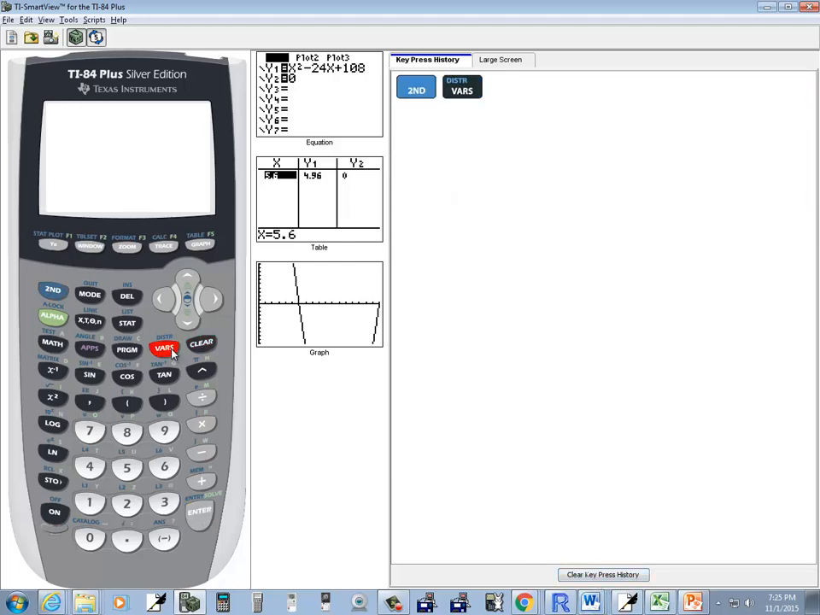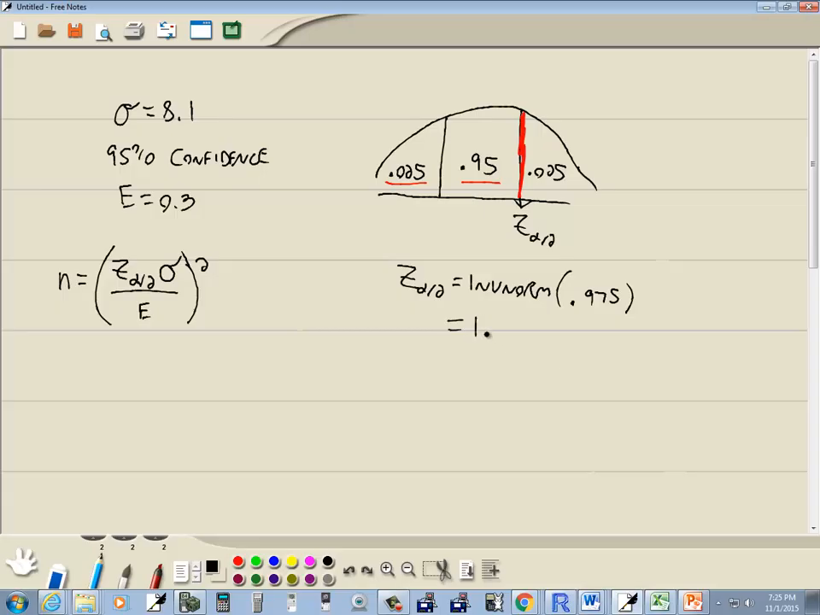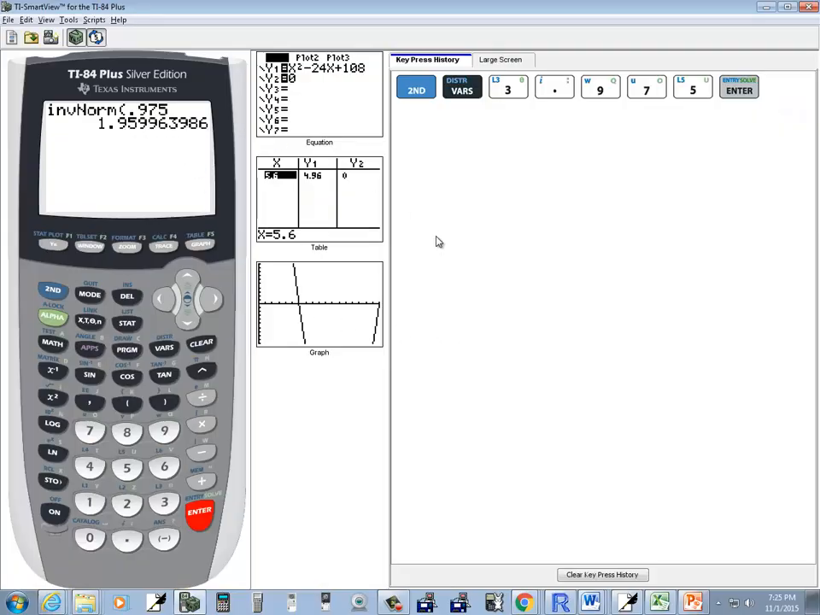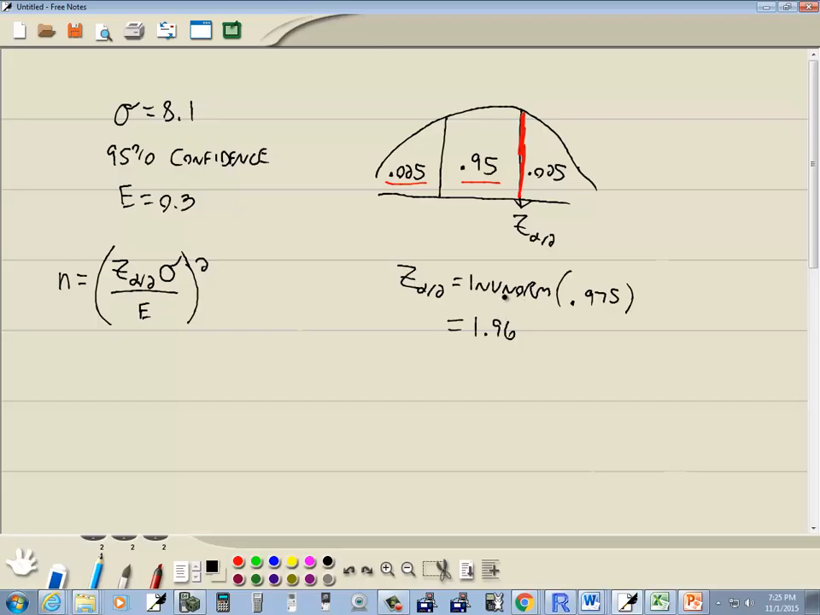Do second vars, choose inv norm, 0.975. And we'll round this to 2 decimal places. You would get a different answer if you left all the decimal places in there. Your answer would actually be more accurate though. But for purposes of this homework, we're going to round this to 2 decimal places.